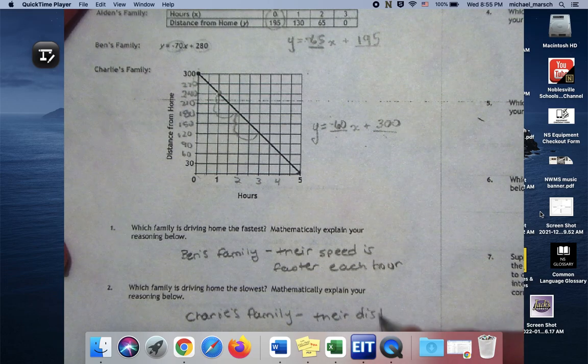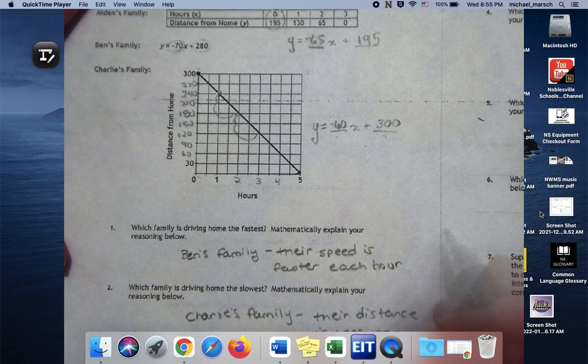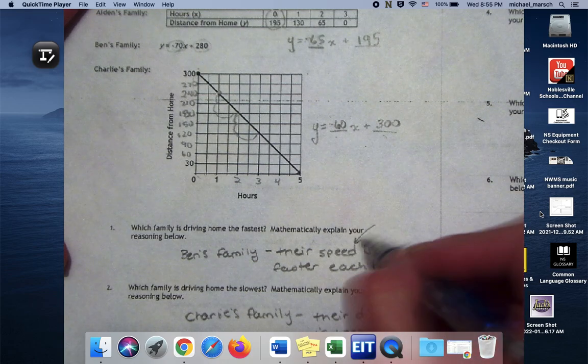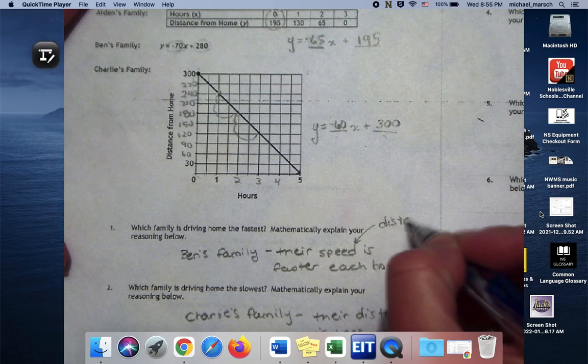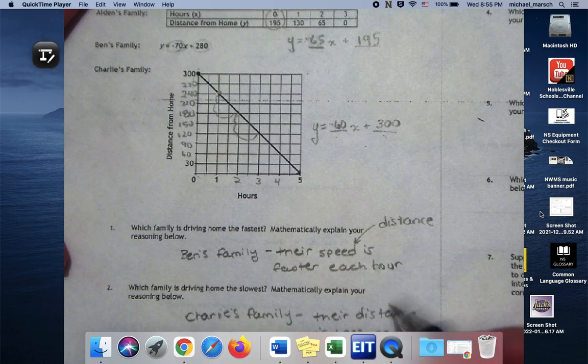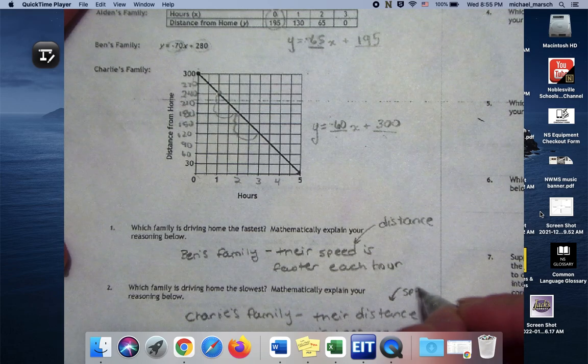Their distance is less per hour. Right, so I guess up here we could say their speed, that's also their distance. Right, so their distance is also the speed.